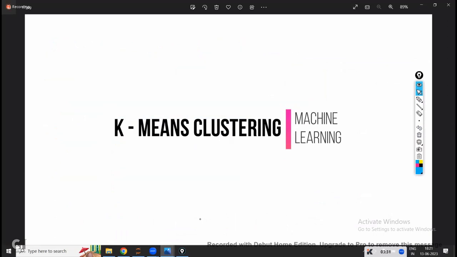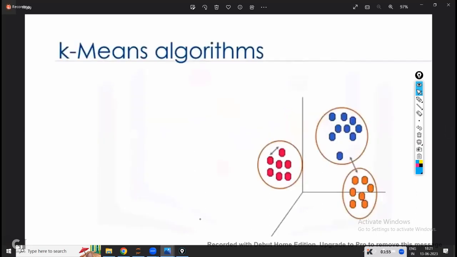Now, what is the difference between KNN and K-means? KNN is used for classification, and K-means is used for the clustering technique. KNN is applied on labeled data, and K-means is applied on unlabeled data, right? Now let us observe the K-means algorithm.